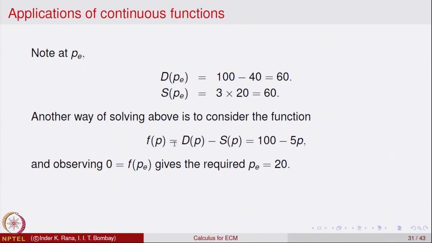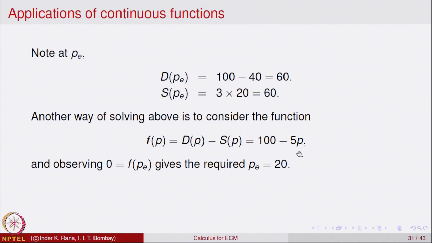For this function, if we want d of p equal to s of p, that is the same as saying we should have a point where f of p is equal to 0. Now, note that d of p is a linear function, so that is a continuous function. S of p is a linear function, that is also a continuous function.